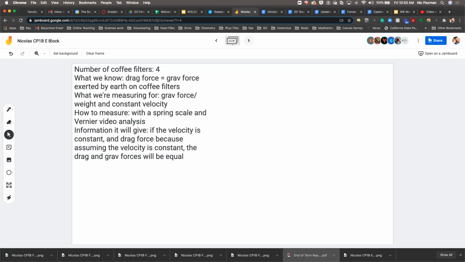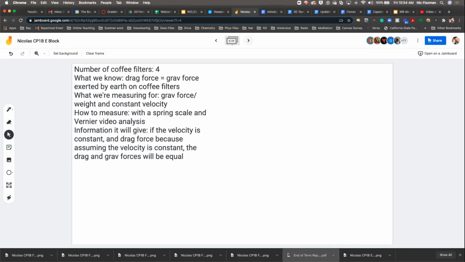And we know that the drag force of the air on the coffee filters will equal the gravity force, assuming the velocity is constant. So we're going to measure for constant velocity with Vernier. If the velocity is constant, it's going to make things a whole lot easier. But if it's not constant, like the coffee filters float, then we're going to have to use some alternate methodologies.